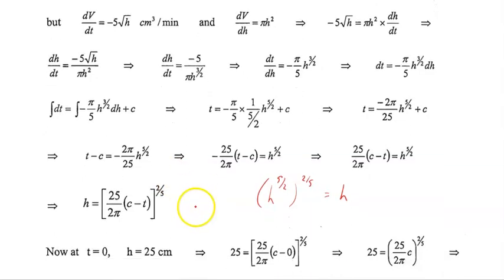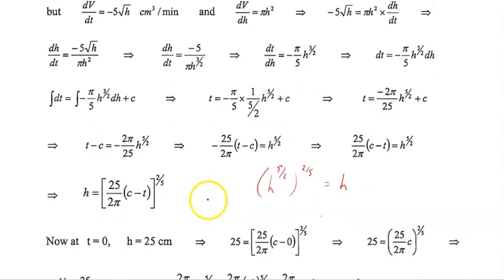If we then raise both sides to the power of 2/5, if we do h to the 5 on 2 all to the power of 2/5, we're of course going to end up with h, and so we get h is 25 on 2 pi (C minus t) to the power of 2/5. So that's the height at any particular time t. That's the general solution. We haven't solved for any particular solution.